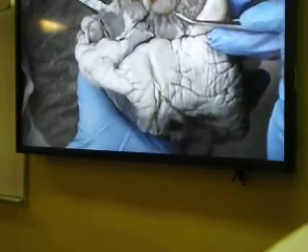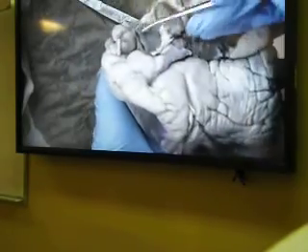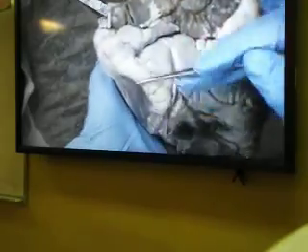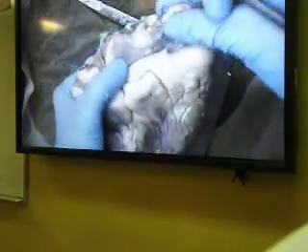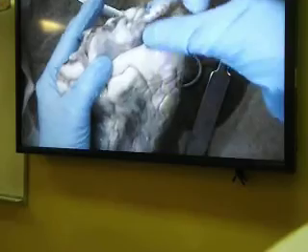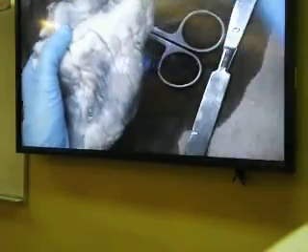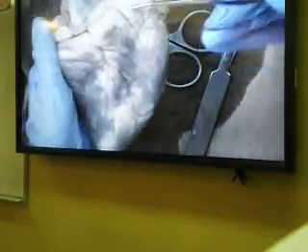Okay, so left atrium, left ventricle, and that's the right atrium, right ventricle. Now let's go to the posterior view. When you are seeing the posterior or dorsal view, remember your right side is the same side as the heart's right side. So this has to be your right hand here. So this is the right atrium, and this will be the right ventricle.